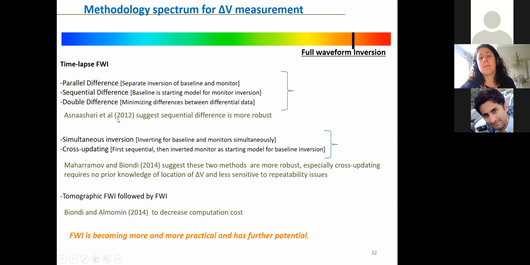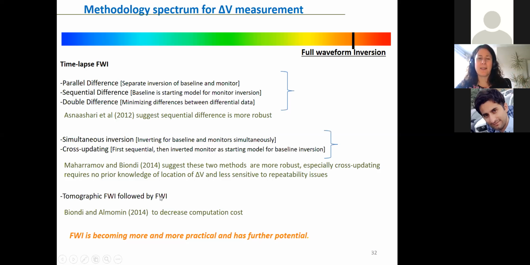And it seems, again, like there are dedicated studies that compare different methods, and it seems that the sequential difference was more robust. And then there are further ways to do it, so for example, simultaneous inversion, where you invert for baseline and monitors simultaneously, or you cross update, so you do sequential first and then use the monitor as a starting model for the baseline, and all sorts of ways to combine them.